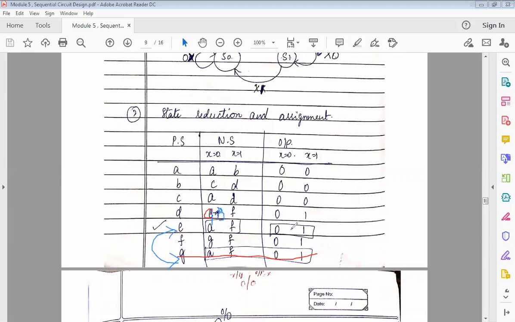Okay, I will write G. Now again do a comparison. Now if you do a comparison, these two are the same, right? GF here, and at the output also it's the same. Yes or no?